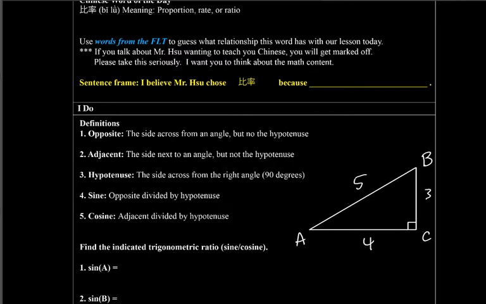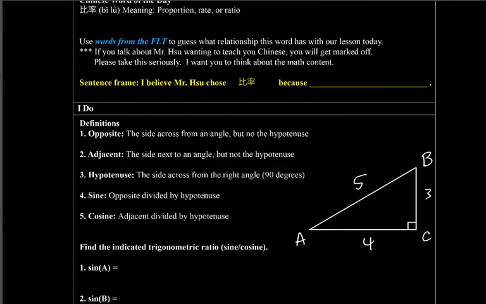So opposite. When we're talking about opposite, what we're trying to talk about is the side that is across from an angle. So if I am looking at, for example, angle A over here, then the side that's opposite of it is 3. So across but not the hypotenuse. It cannot be the hypotenuse, it has to be that.